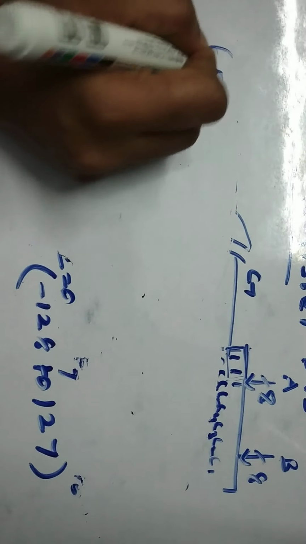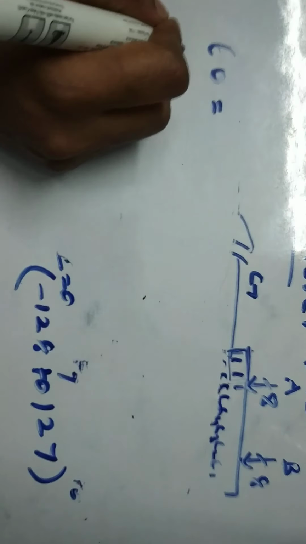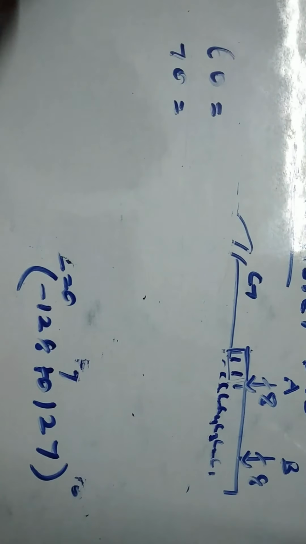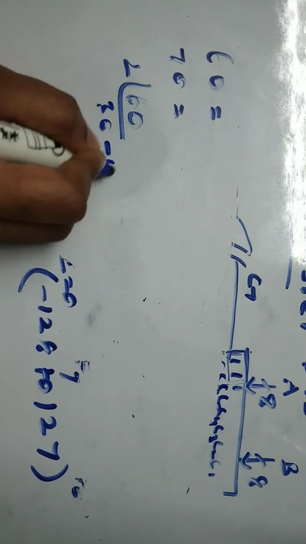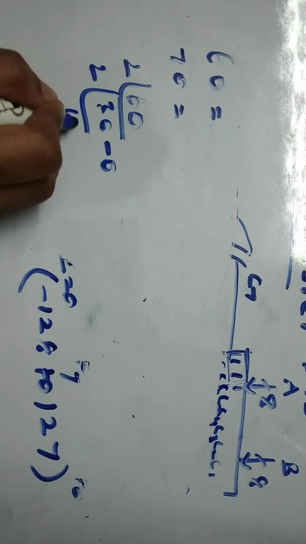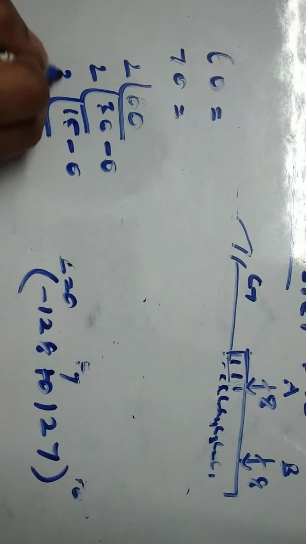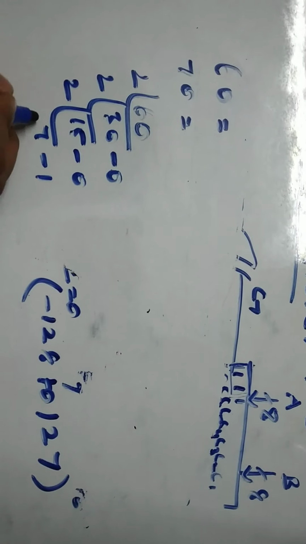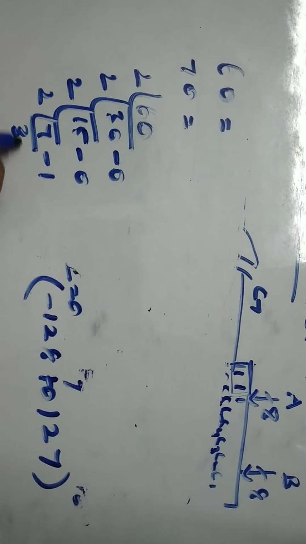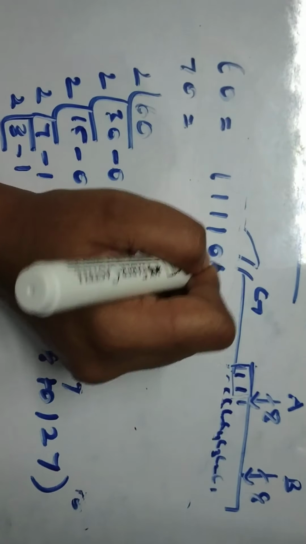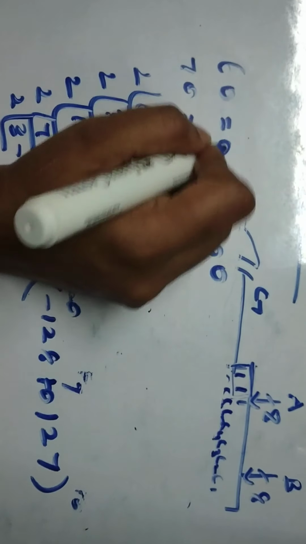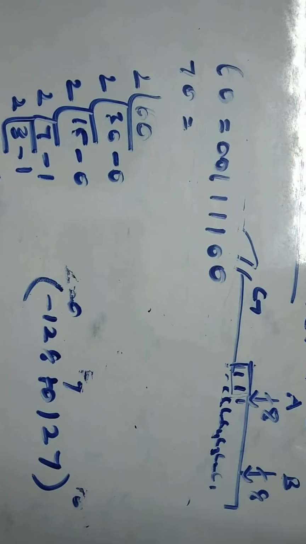What is the binary value of 60? For example, 60. 2, 30 it is 0. 2, 15 it is 0. 2, 7 it is 1. And 2, 3 it is 1, 1, 1. So what is the result? You are getting 1, 1, 1, 1, 0. Since we have only 6 bits, we need to include 2 more bits.